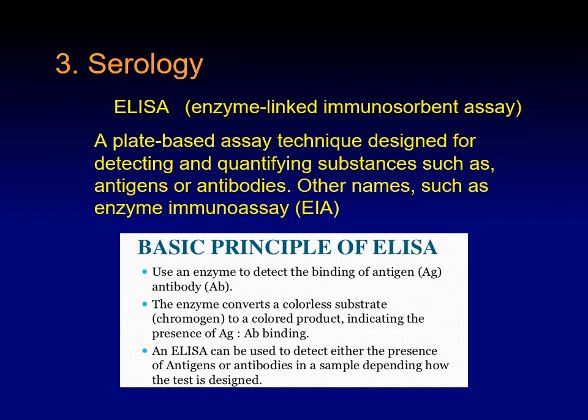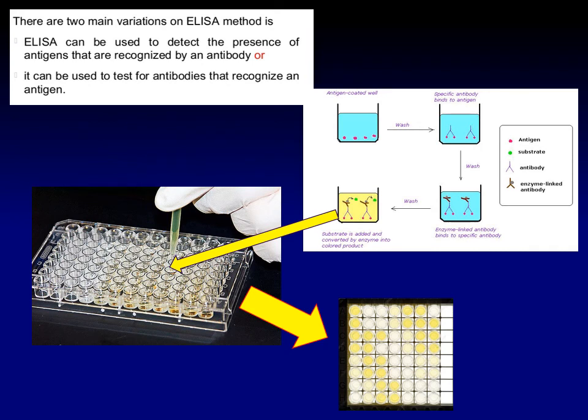in this situation. And ELISA can be used to detect either the presence of antigen or antibody in a sample, depending on how the test is designed. As I said earlier, there are two main variations on the ELISA method. ELISA can be used to detect the presence of antigens that are recognized by antibody, or can be used to test for antibodies that recognize an antigen.